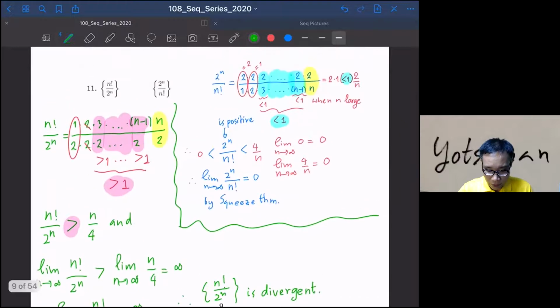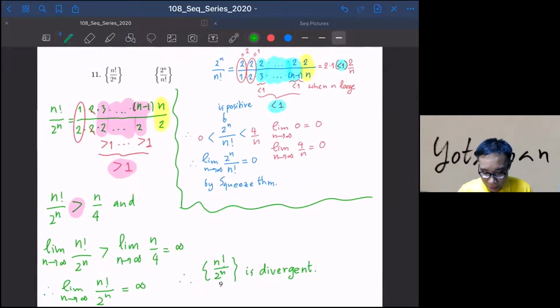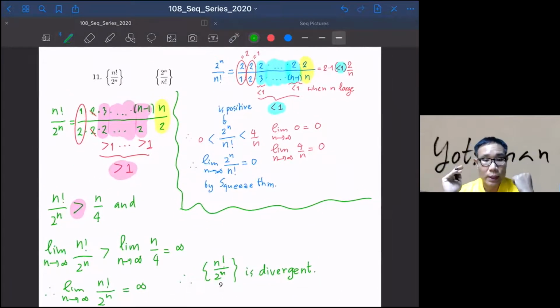Okay, so that will be just the last example for convergence and divergence. You see that we apply many techniques. Let me give you one example to try on your own. It's e to the n over n factorial.